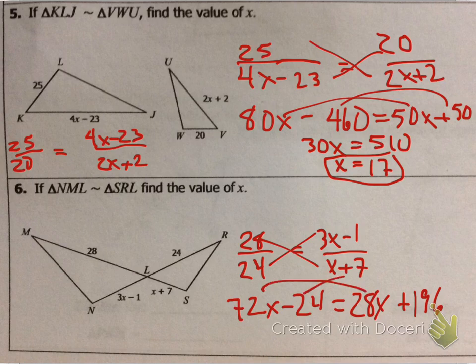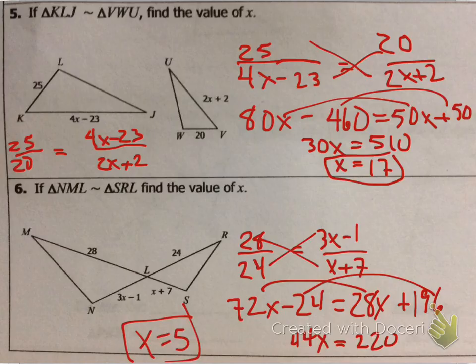Okay, so again, variables to the left, numbers to the right, and I would have gotten, say here, 44x is equal to 220. And then divide, and you should get 5. X equals 5. Okay, so there you go. You see how those work, not too hard.